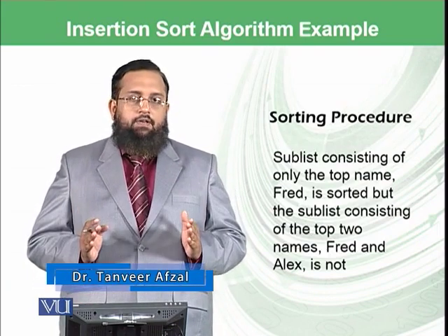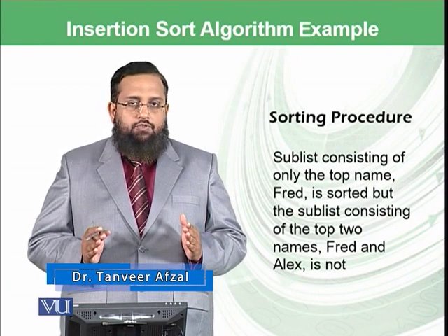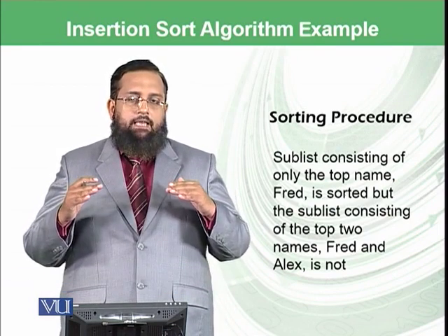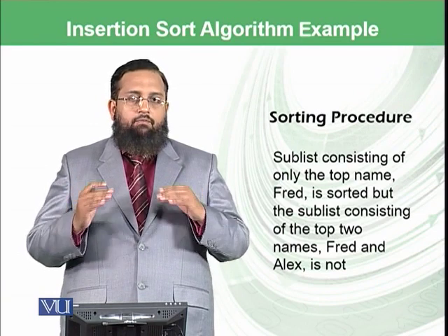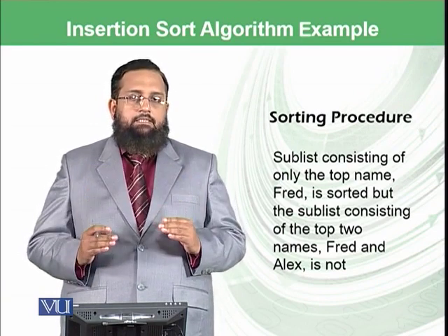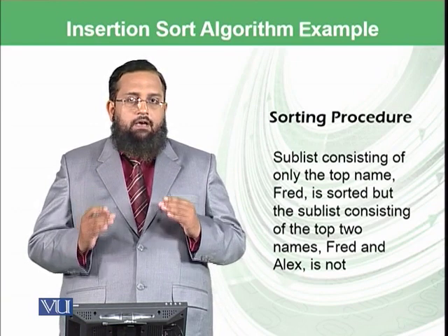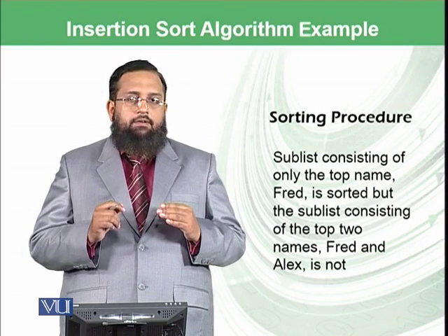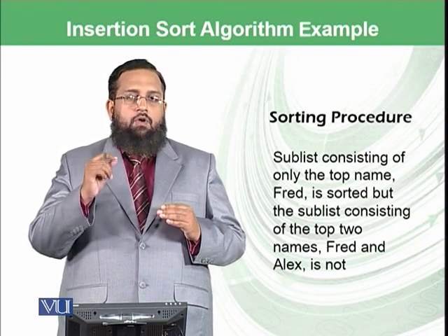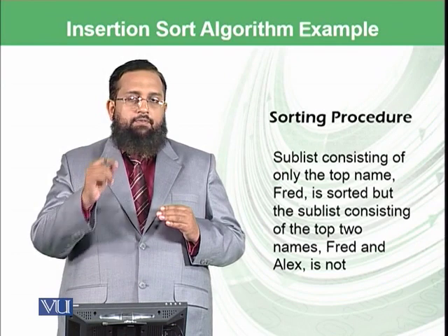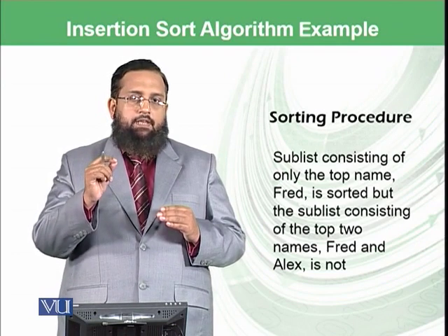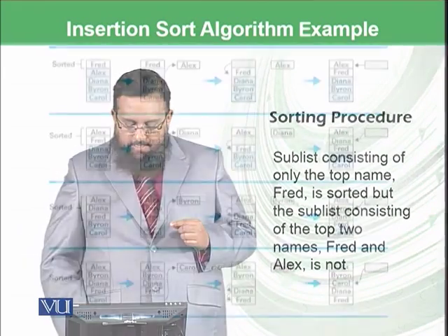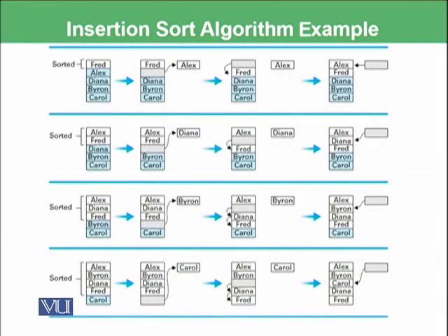So the procedure we discussed was that first of all, we will consider that the topmost element is in sorted order, and we will consider the next sublist as the unsorted list, and we will pick the topmost element from the unsorted list and compare it with the topmost element available in the sorted list, and we will continue this process. So let's continue it with a proper example.